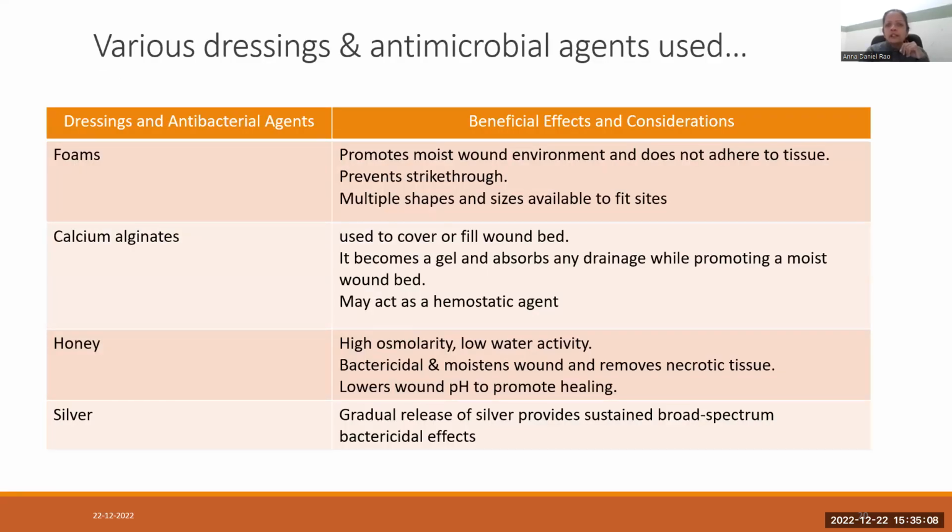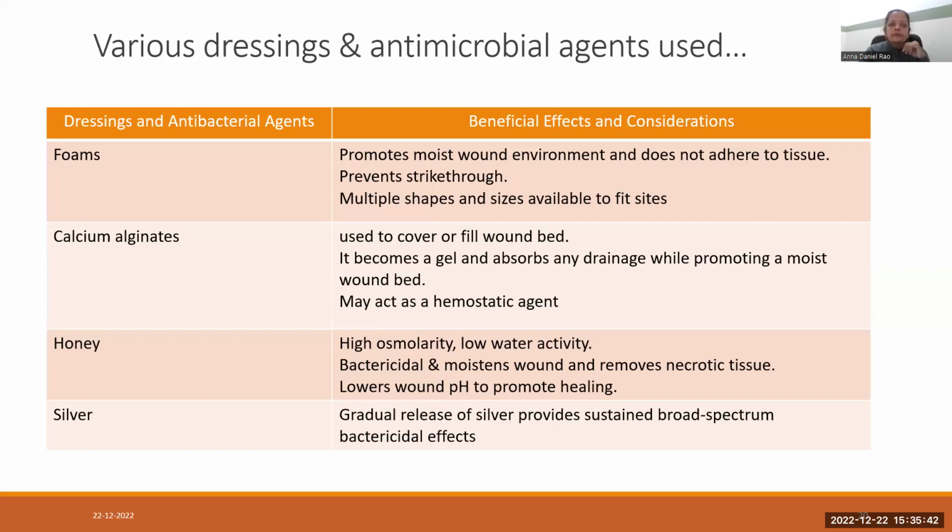These are some of other agents that are used for the dressing materials. And in the table, I will be sharing this PPT with you all, so you can also read them. Okay, and what are their beneficial effects that is given. So foams, how they are benefiting, it will promote the moist wound environment and does not adhere to the tissue, prevents the escaping of the material.